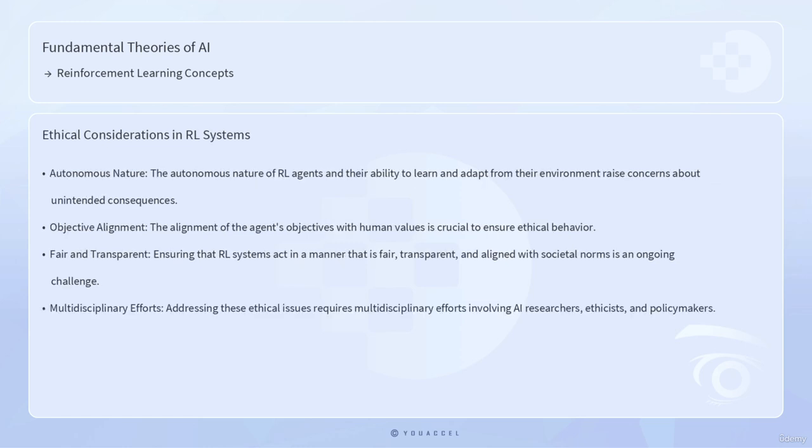Ethical considerations also come to the forefront with the deployment of RL systems. The autonomous nature of RL agents and their ability to learn and adapt from their environment raise concerns about unintended consequences and the alignment of the agent's objectives with human values. Ensuring that RL systems act in a manner that is fair, transparent, and aligned with societal norms is an ongoing challenge that requires multidisciplinary efforts involving AI researchers, ethicists, and policymakers.